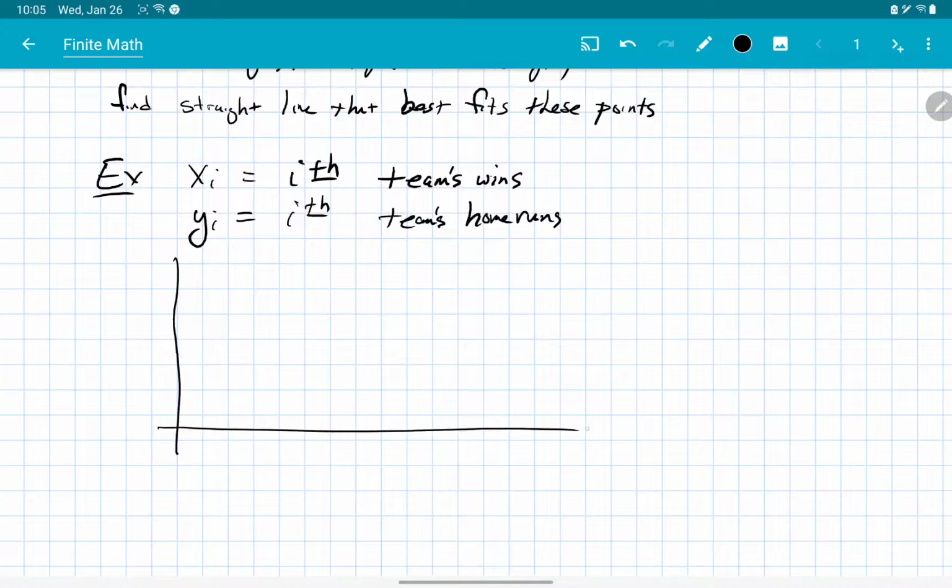So if we were going to look at these, of course, everything's in the first quadrant, right? For this example, wins and home runs are both going to be positive, no matter how crappy a team the Cubs field. They will not get negative wins, right? We shouldn't say positive, at least non-negative is what we're looking at here. Okay, so we've got on this axis wins, and on this axis home runs. And say we have a bunch of data points.